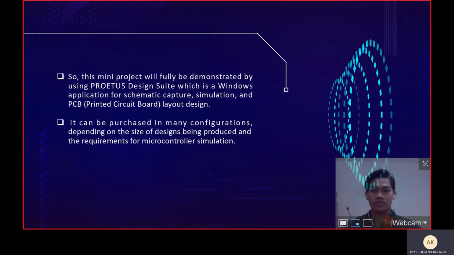Finally, this mini project will be fully demonstrated using Proteus Design Suite, which is a Windows application for schematic capture, simulation, and PCB (printed circuit board) layout design. It can be purchased in many configurations depending on the size of the design being produced and the requirement for microcontroller simulation. That's all from me.